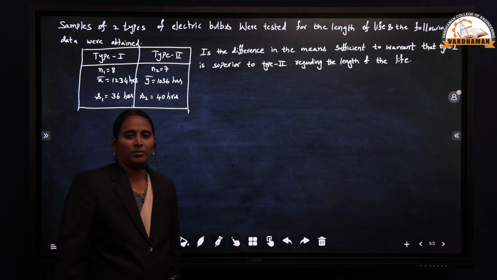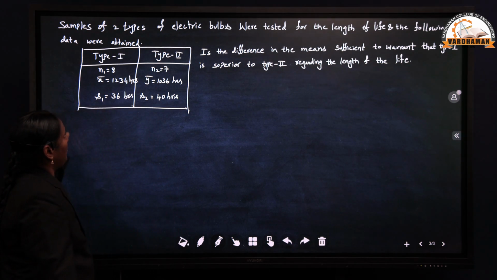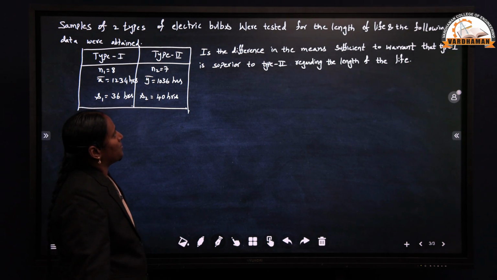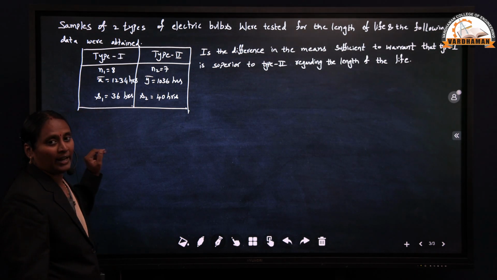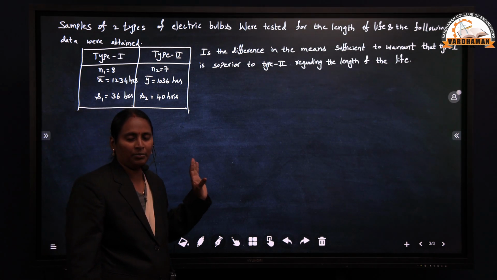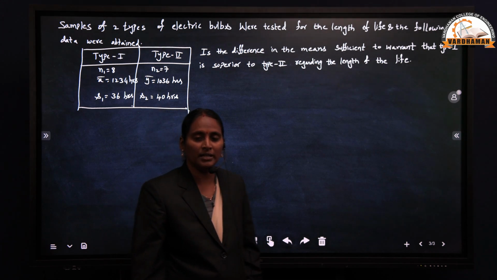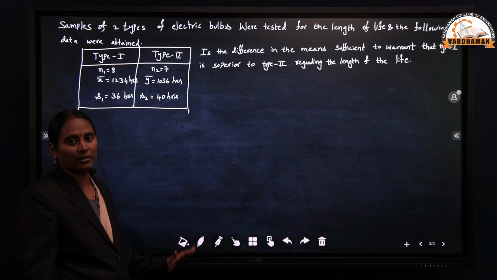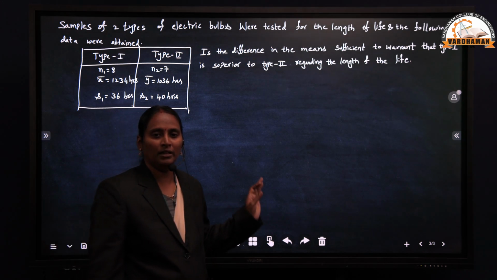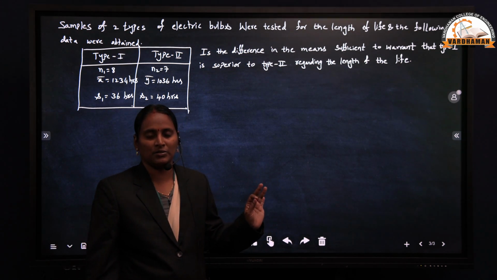Now let us see the problem on the t-test for two means. The samples of two types of electric bulbs were tested for the length of their life, and the following data were obtained. We have two samples with sizes n1 as 8 and n2 as 7. Both sample sizes are less than 30, so the problem belongs to the t-test for two means.